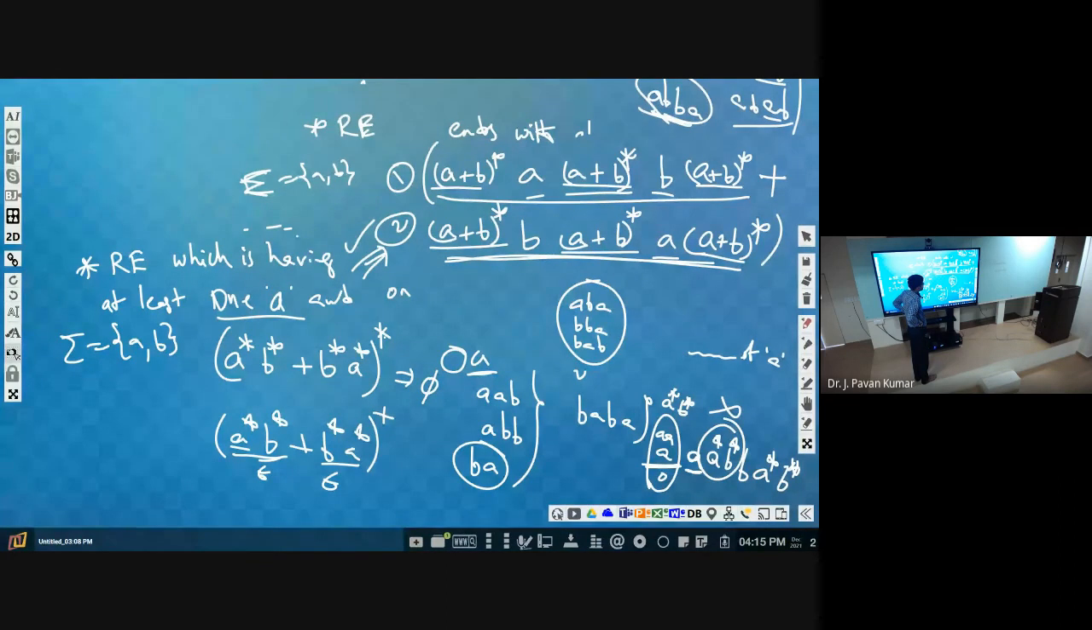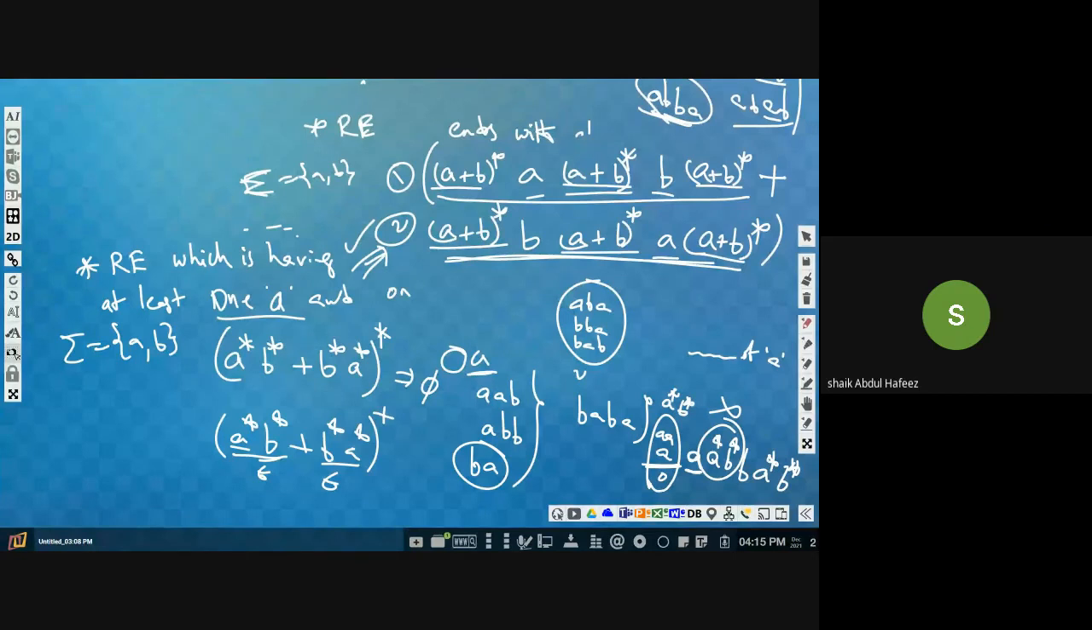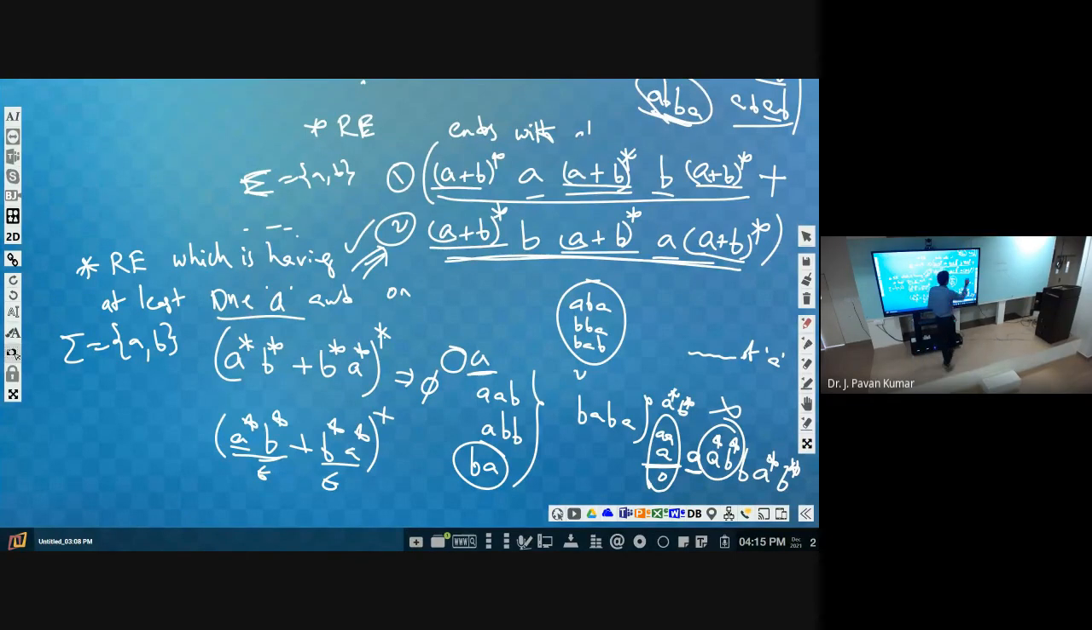Simple answer, sir. Then we will take only the first one. That's it. Up to this, if you take, that is the answer. Although the problem is a little different, the solution is just a sub part of it. That's it. So like this, we were able to write a regular expression for the given question.